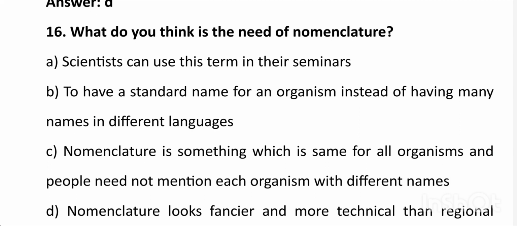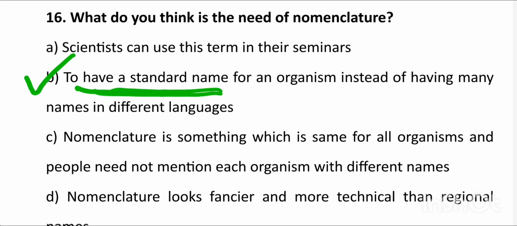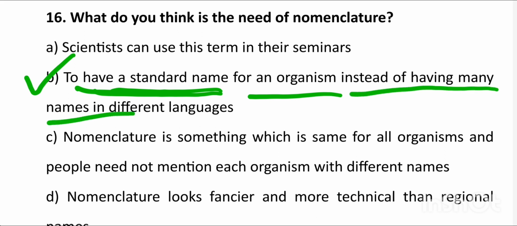Option B, to have a standard name for organism instead of having many names in different languages. Option C, nomenclature is something which is same for all organisms and people need not mention each organism with different name. Option D, nomenclature looks fancier and more technical than regional names. So here the answer should be option B, to have a standard name all across the world for an organism instead of having many names in different languages in different regions. So the answer is option B.